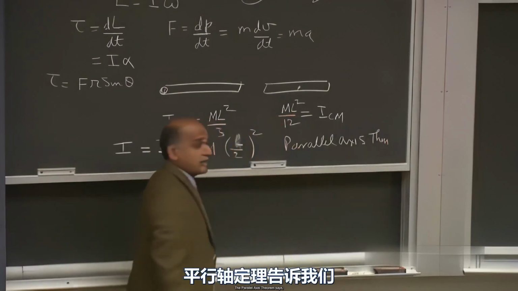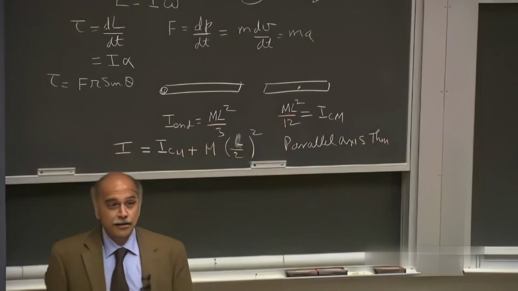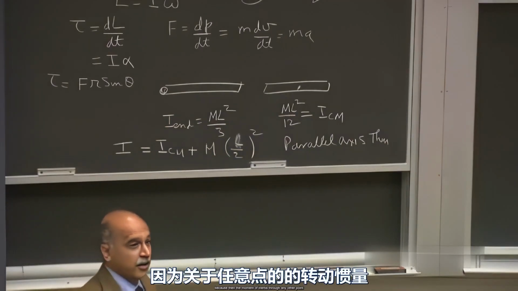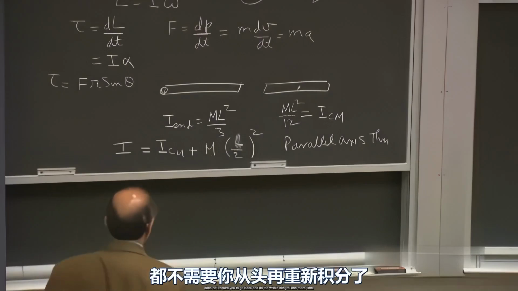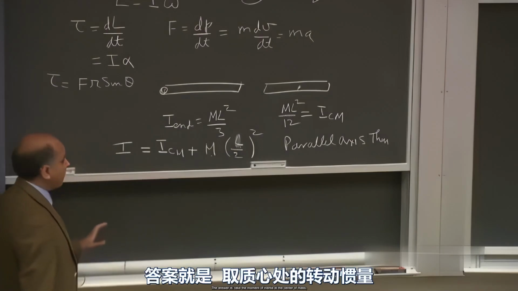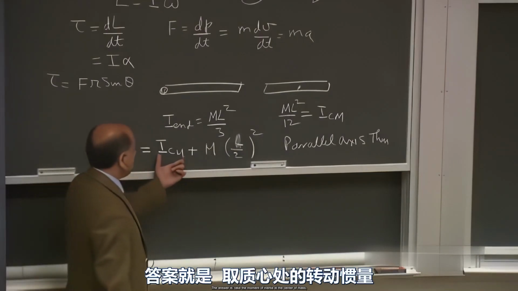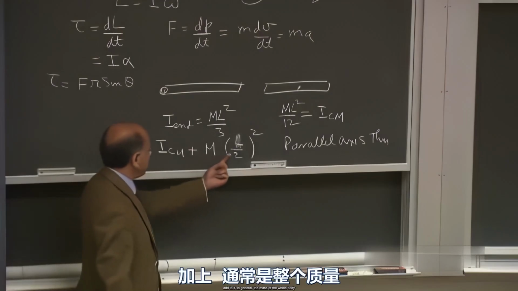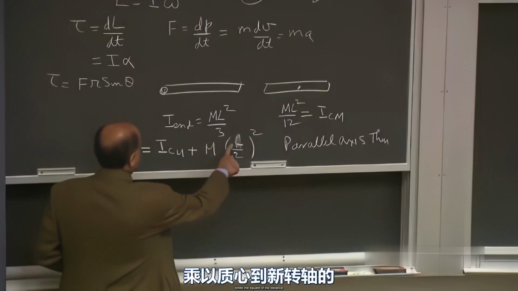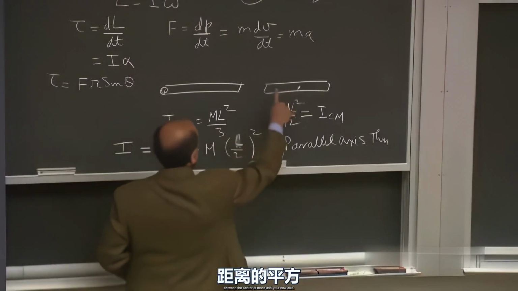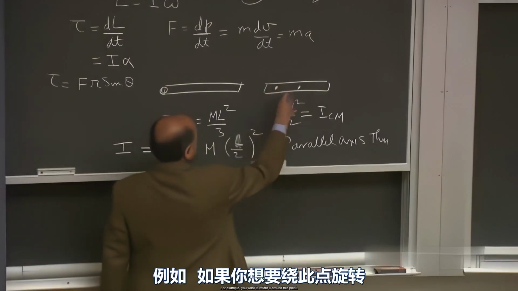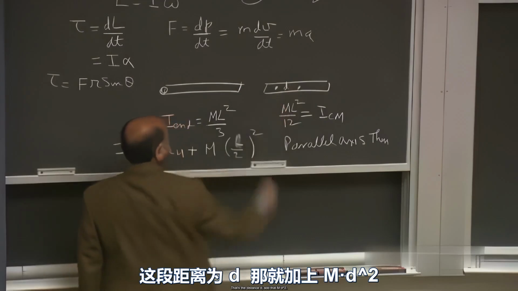The parallel axis theorem says that if you know the moment of inertia through the center of mass, you are done. Because then the moment of inertia through any other point does not require you to go back and do the whole integral one more time. I'll tell you the answer once and for all. The answer is, take the moment of inertia of the center of mass, add to it, in general, the mass of the whole body times the square of the distance between the center of mass and your new axis. For example, you want to rotate it around this point, that's the distance d, add that md squared.